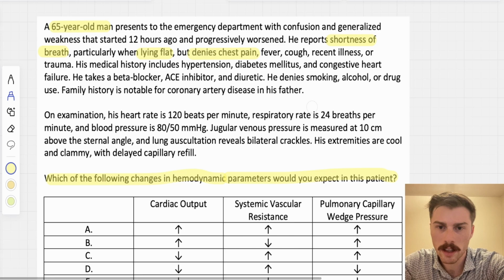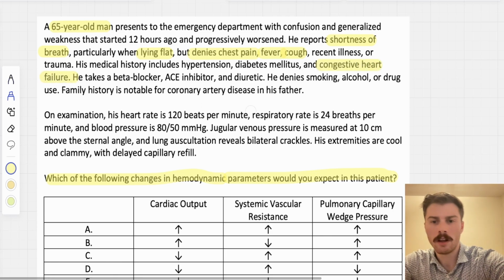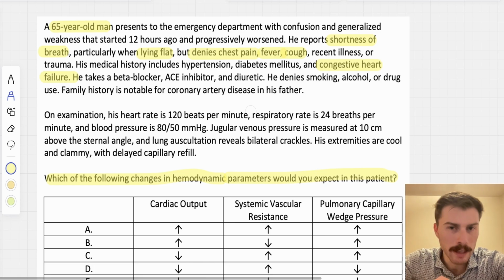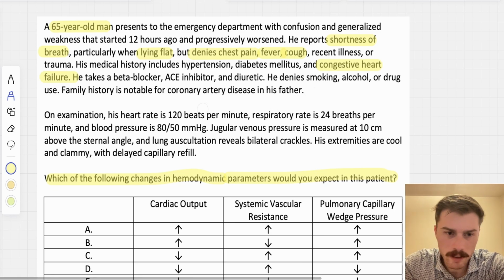No chest pain. That is interesting. No fever either. Probably not a septic shock, although that's not the only criteria for it. No cough. Maybe not pulmonary. Recent illness or trauma. Great. There was a lot to unpack in that sentence. Okay. Medical history includes all of these fun things. It's CHF. There it is. So from that alone, I can probably estimate that he's got a cardiogenic shock. Honestly, I think the rest of this history is unremarkable.